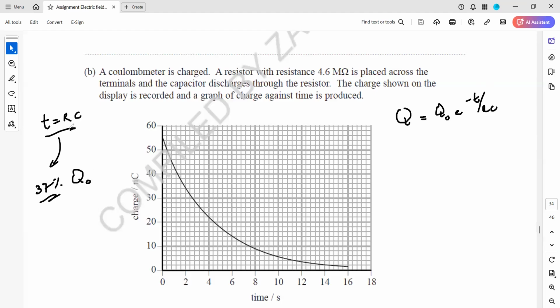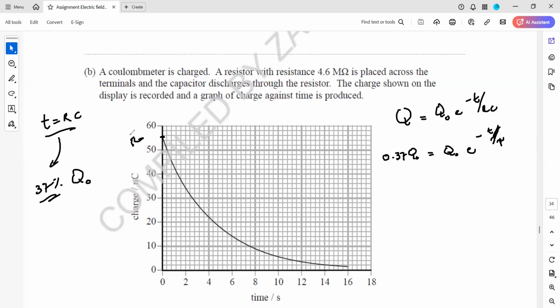If it is a current, it will be 37% of the current. If it is a voltage, 37%, when t is equal to RC. So this value will be equal to 37% of Q naught, or you can also say 0.37 Q naught when you convert into a fraction. And this is Q naught e raised to the power minus t over RC. This RC is called the time constant. So we can work out when it will discharge to 37% of its original value.